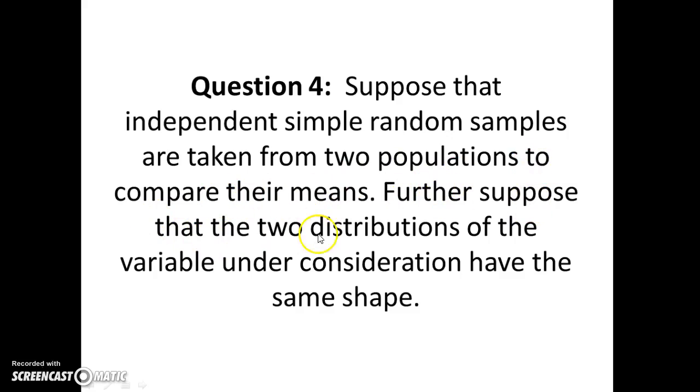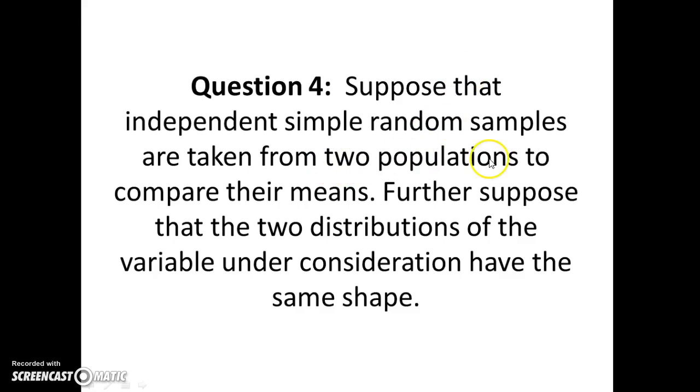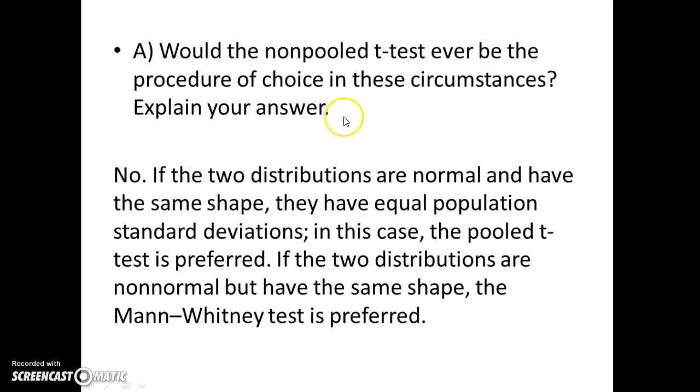Suppose that independent simple random samples are taken from two populations to compare their means. Further, suppose that the two distributions of the variable under consideration have the same shape. Do we use the non-pooled t-test? No, because if the two distributions are normal and have the same shape, it means that they have equal population standard deviations. So we use the pooled t-test if they have equal standard deviations.